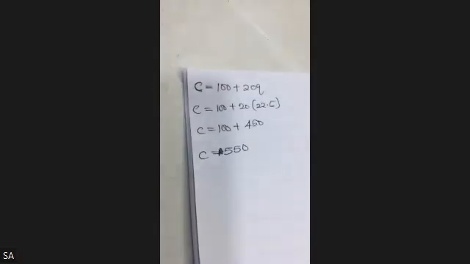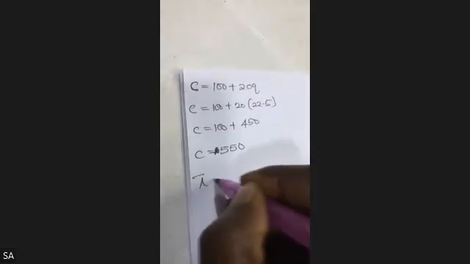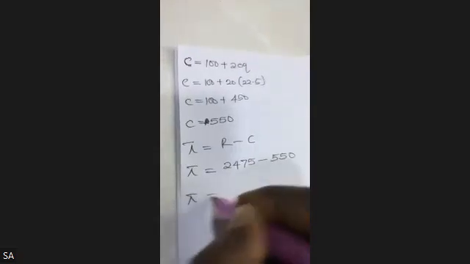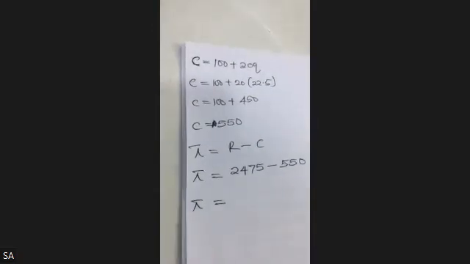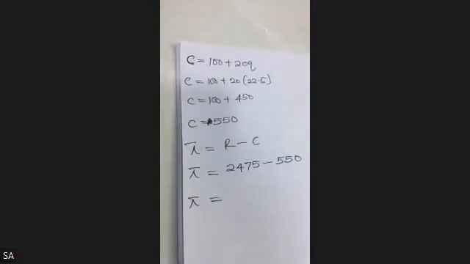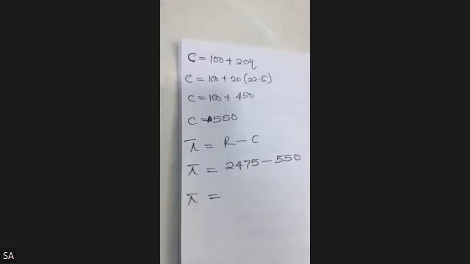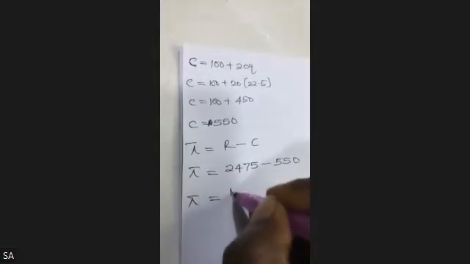So now, since we've gotten our cost of production and our revenue from the sales of those products, we can say that our profit is revenue minus cost. The revenue we obtained is 2475 minus cost. Our cost is 550. So class, if you subtract, 2475 minus 550, please do it for what you have. I think that should be 1925.